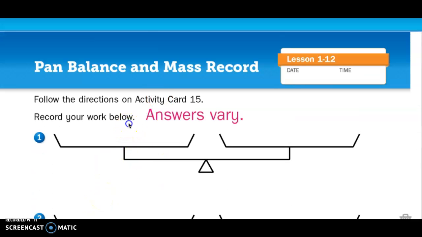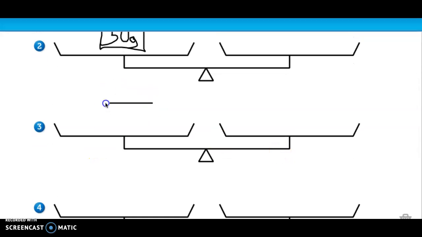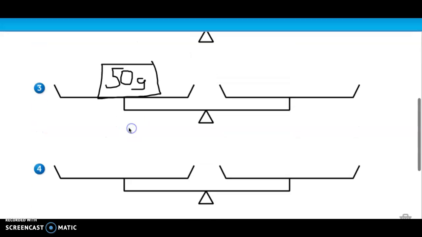So, in this side, I want you to draw a rectangle and write 50G. And you know what? We're gonna do 50G for all of these. So you can go ahead and put 50G on all of them. Because we want both sides to be even. Do you see how this is straight across? It means the pan balances are even on both sides. And you're going to figure out more than one way to make these sides equal to 50 grams.